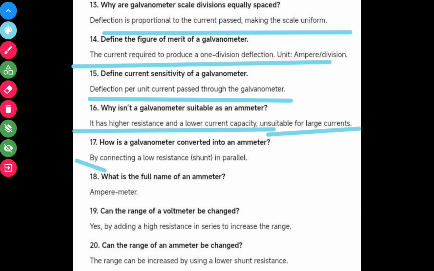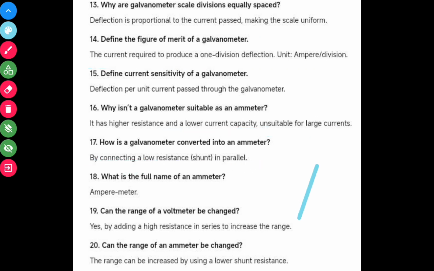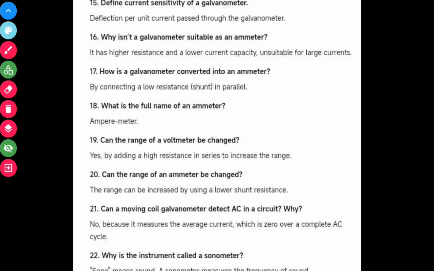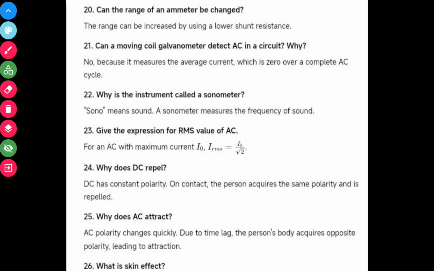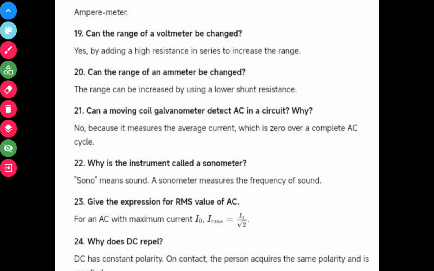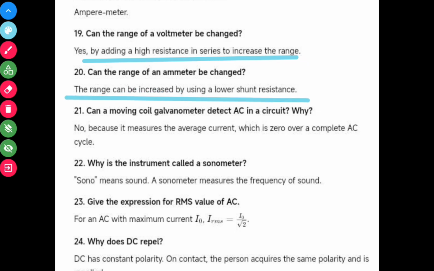How is a galvanometer converted into an ammeter? By connecting a low resistance shunt in parallel. What is the full name of ammeter? Ampere meter. Can the range of a voltmeter be changed? Yes, by adding a high resistance in series to increase the range. Can the range of an ammeter be changed? The range of an ammeter can be changed by using a lower shunt resistance.